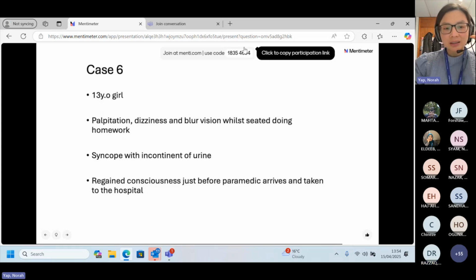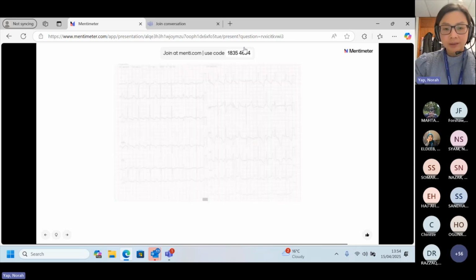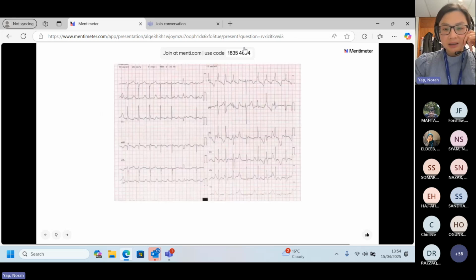So, a 13-year-old girl with palpitation, dizziness, and blurred vision while sitting down doing homework, and then she actually fainted. When her sister found her, she was unconscious and had urinary incontinence. They called the paramedics, and she came around just before they arrived, and she was taken to the hospital. And this is the ECG when the patient arrived.